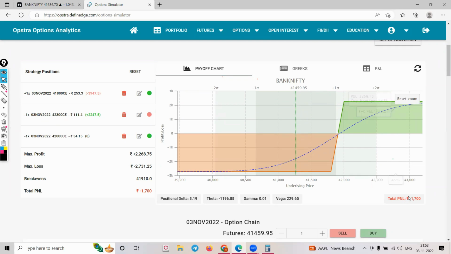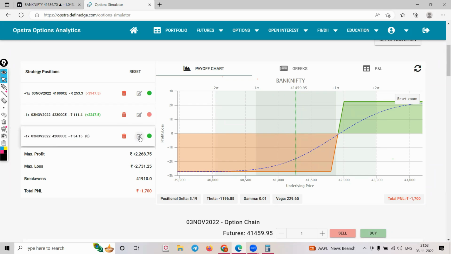Our trade is already in loss, and by taking a risk we will have just 1,000 rupees more loss. We have booked the profit, and we did 42,000.